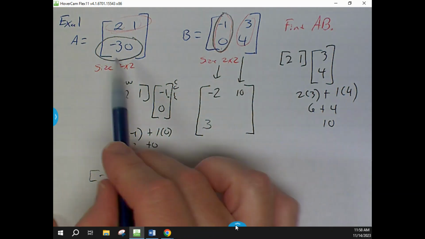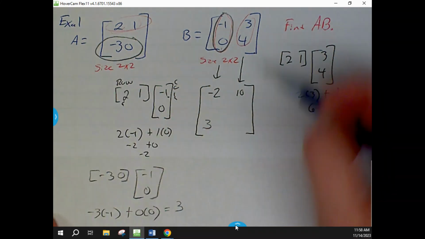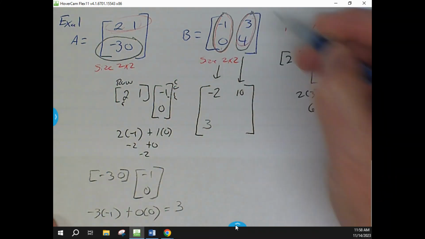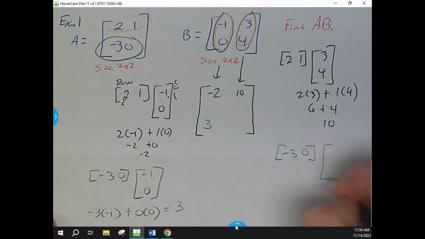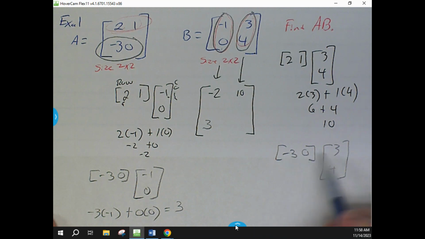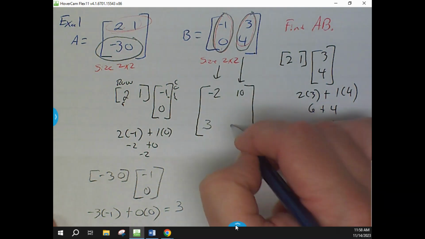Okay. And then we'll do the same thing here. We're going to take this negative 3, 0. Now we're going to multiply it by 3, 4. So we're going to do negative 3 times 3, and then we're going to do 0 times 4. That's negative 9 plus 0, so that's just negative 9.